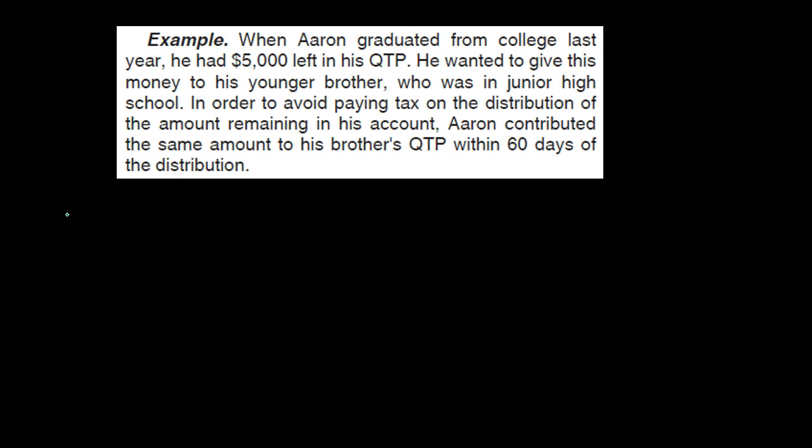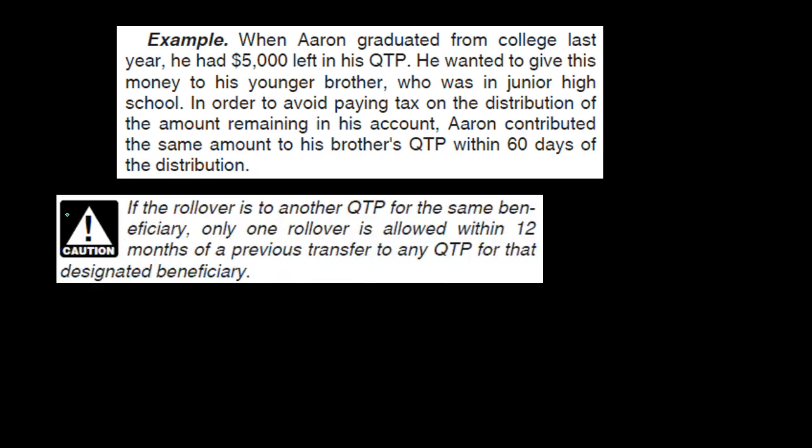So in that case, basically there's more money left over. He went to college, $5,000 left over in the QTP account, distributed to Aaron. Aaron then takes that money, rolls it over into another account for a relative, a brother, within the time period of 60 days, qualifying for a rollover rather than a distribution, which could be subject to tax if not rolled over because there are no more qualified education expenses for Aaron. And therefore, in order to keep that distribution tax-free, he puts it back into a QTP, not for him, but for the brother, within the 60-day time period.